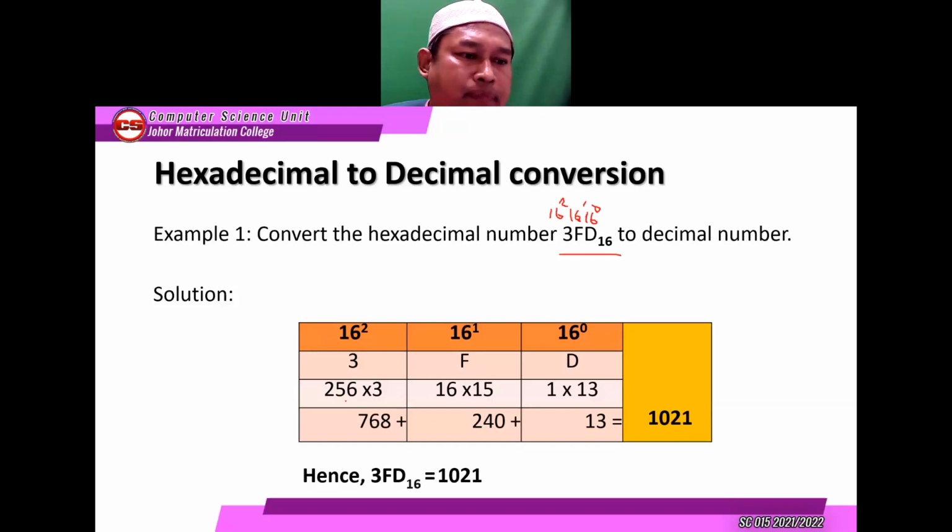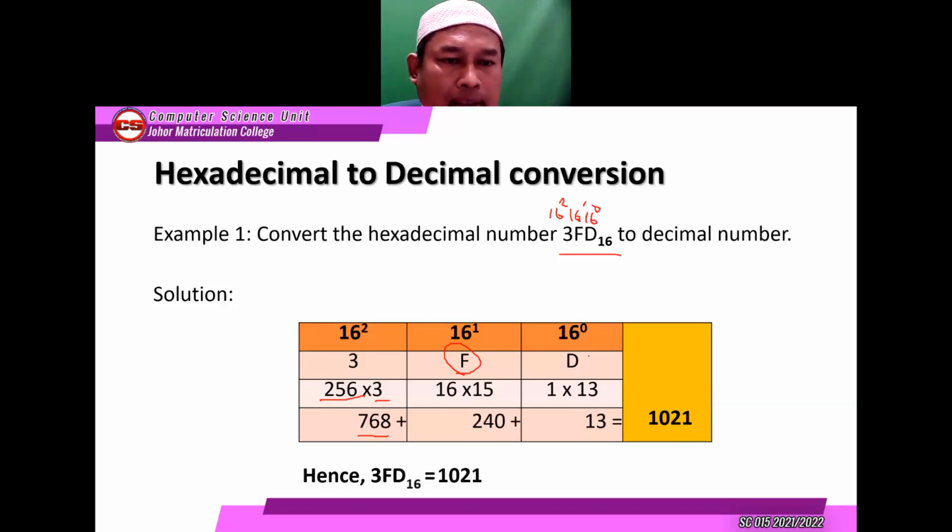So 16 power of 2 is 256. 256, you must times 3. So the answer is 768. And the second column is 16 times 15. Why 15? Because F is 15 in hexadecimal numbers. So 16 times 15 is 240.